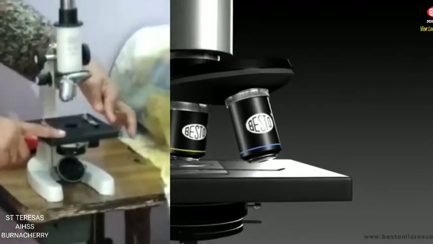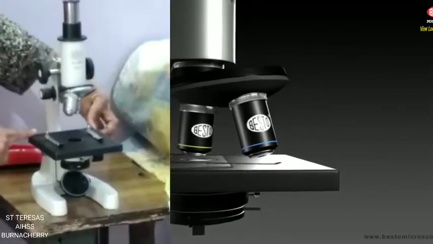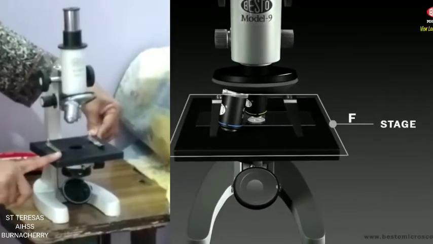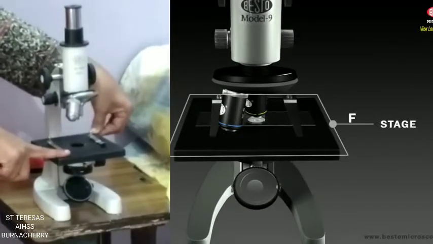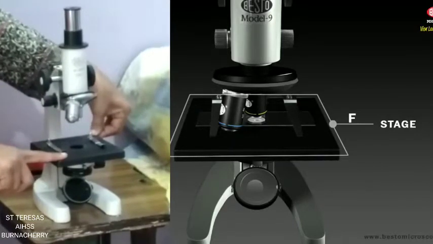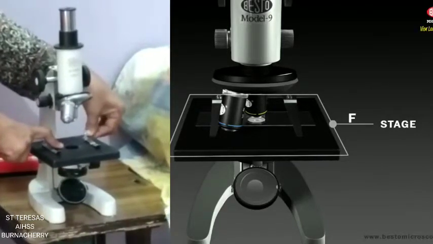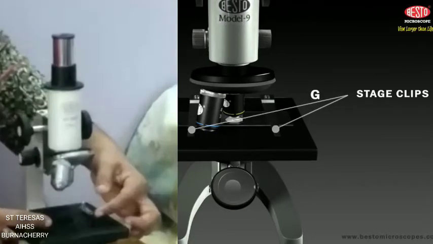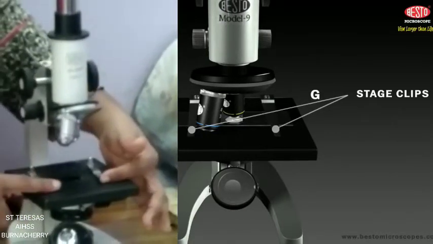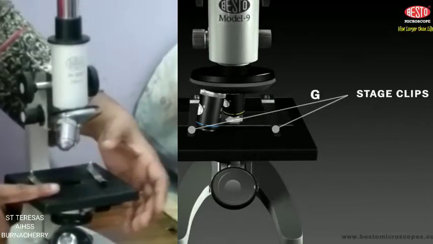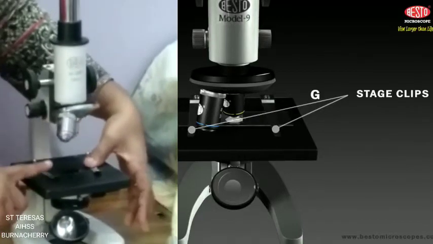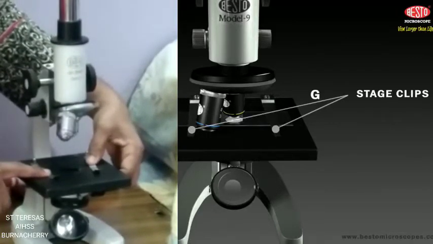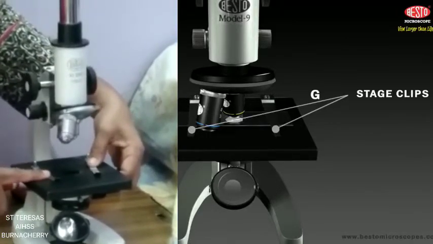After that, you have a table-like thing here. This is called the stage. What is the use of the stage? If you want to observe anything, we keep it on a slide and we keep it here on the stage so that we can observe it through the lens. Now there are 2 clips here. What is the use of these clips? When we keep the slide here on the microscope, it has to be held properly, isn't it? So we hold it properly with the help of these stage clips.